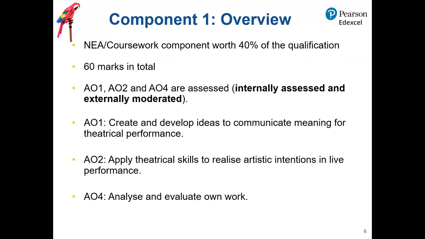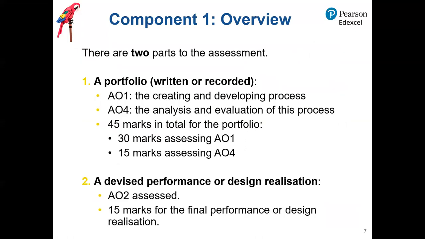AO1 is to create and develop ideas to communicate meaning for theatrical performance. AO2 is to apply theatrical skills to realise artistic intentions in live performance. So this is performance skills or design skills. And AO4 is to analyse and evaluate the student's own work.